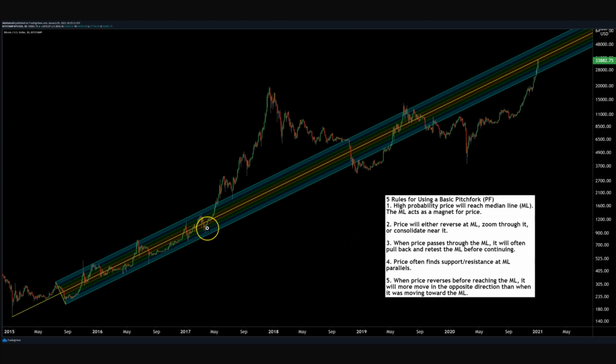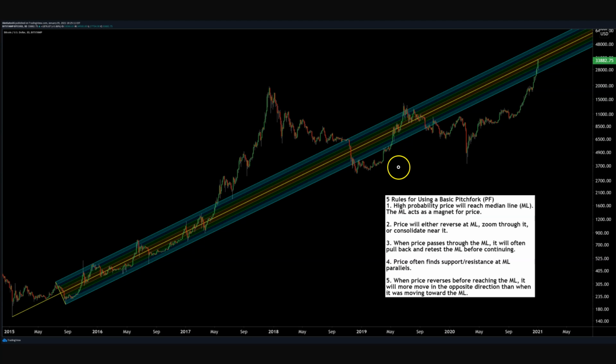But these parallel channels together help you decide where that median line is. It's all about the median line. And another rule: when price reverses before reaching the median line, it will often move more in the opposite direction than when it was moving towards the median line. I think this rule is kind of bogus, but it's from some Pitchfork people who know more about Pitchforks than I do. And another obvious rule is when we break down below the Pitchfork, typically, but not always, that invalidates the Pitchfork. I'll explain that more on some other charts.